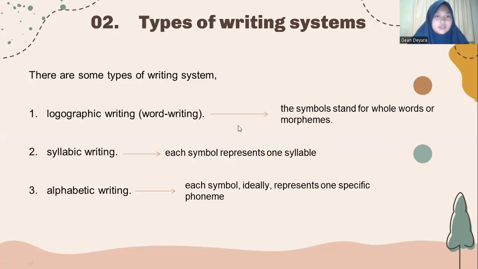In syllabic writing, each symbol represents one syllable. The third is alphabetic writing. Each symbol ideally represents one specific phoneme. In other words, it is a writing system for a language in which there is a symbol for each consonant and vowel. Although it is a predominantly alphabetic system, English writing uses all three types of symbol.